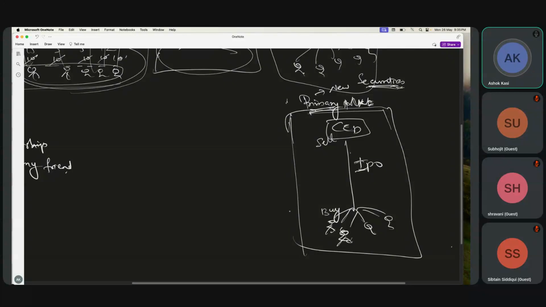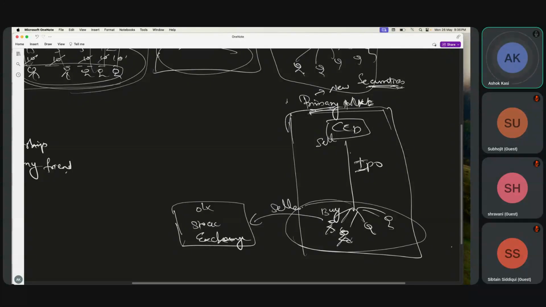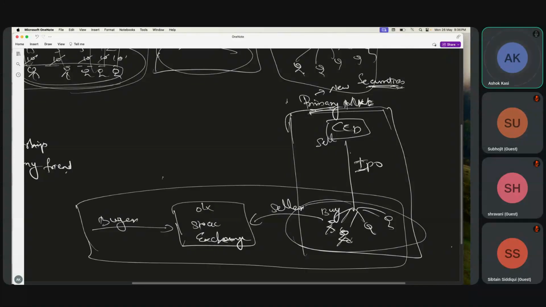Similarly, that OLX's role is played by the stock exchange over here. This is that OLX, the stock exchange. Now the person who wants to exit turns out to be a seller. He goes to the stock exchange platform and another person will buy it. So this is also a market now. We have to name this market. What name would we give to this market?